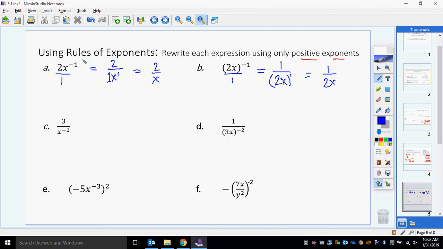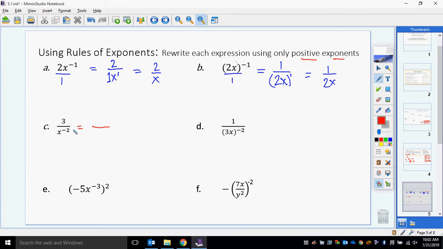They looked similar, the only thing that was different was the parentheses. So make sure you understand the difference on when there's parentheses and when there's not, and what that means for your answer. Okay, on the next one, see, 3 over x to the negative 2.